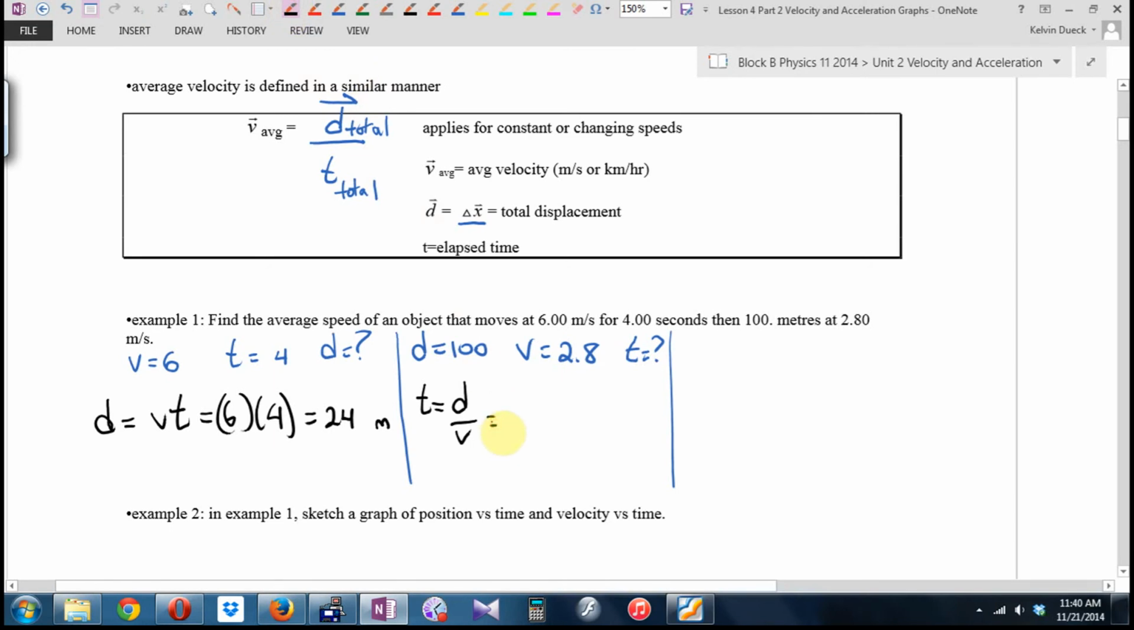Oh, Spence, you're on a roll. What's D in this part 2 section? 100. What's V? This one I can't do in my head. Well, maybe I can. It's going to be 50 divided by 1.4. Okay, it's going to be 25 divided by 0.7, which is the same as 250 divided by 7.